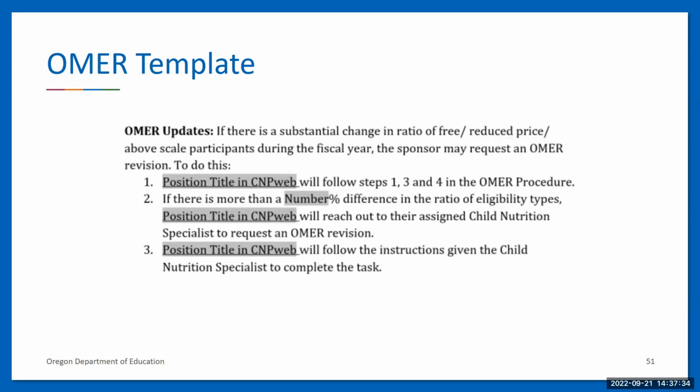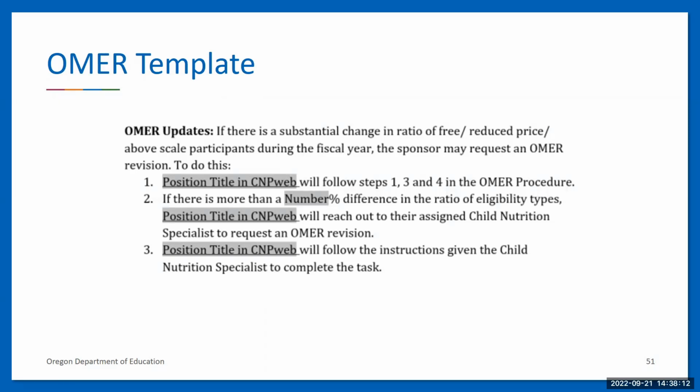Included in the OMER procedure is what to do if your center experiences a substantial change to the free reduced price above scale ratios during the fiscal year and would like to request an OMER revision in CMP Web. ODE CMP does not have a definition for substantial change, but the change does need to impact meal reimbursement a considerable amount. For example, a change of 6 participants moving from above scale to free at a site with 40 participants will have a larger impact on reimbursement than a site with 120 participants.